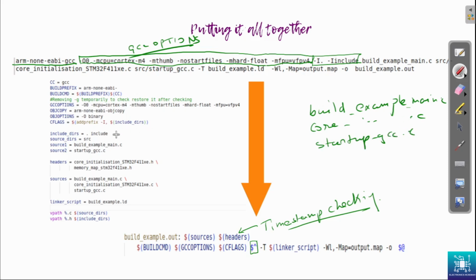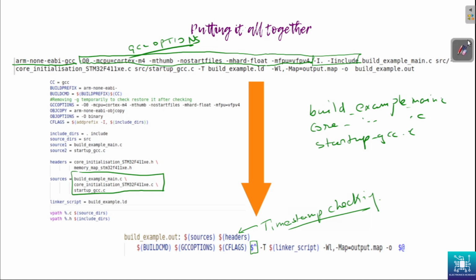Okay. So you see, these are just the file names here. We have just put the file names in the sources, not the full path. But we know that these files reside in the source directory, startup_gcc.c and core_initialization_stm32f411xe.c. They both reside under the src. But we have not given the full path here. And this is the beauty of the automatic variables and the vpath.